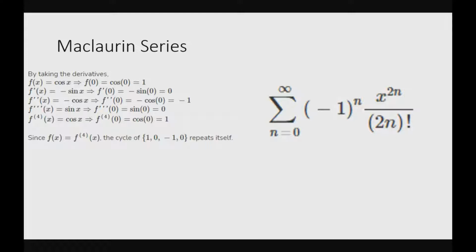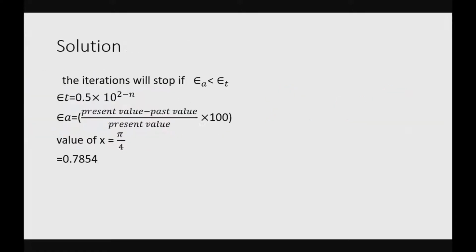The summation, n equals 0 to infinity, of negative 1 to the power of n multiplied by x to the power of 2n over 2n factorial. So let us now proceed to the next slide.